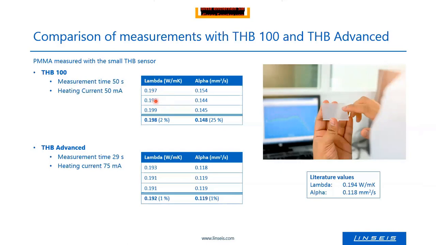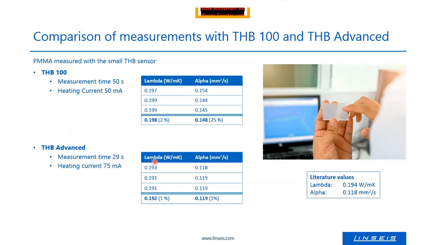And with the older generation of instrument, we always had the problem that the thermal diffusivity could be measured, but with high uncertainties. In this application with plastics, it's 25%, which is too high, I would say. And with the advanced instrument, the measurement is faster.